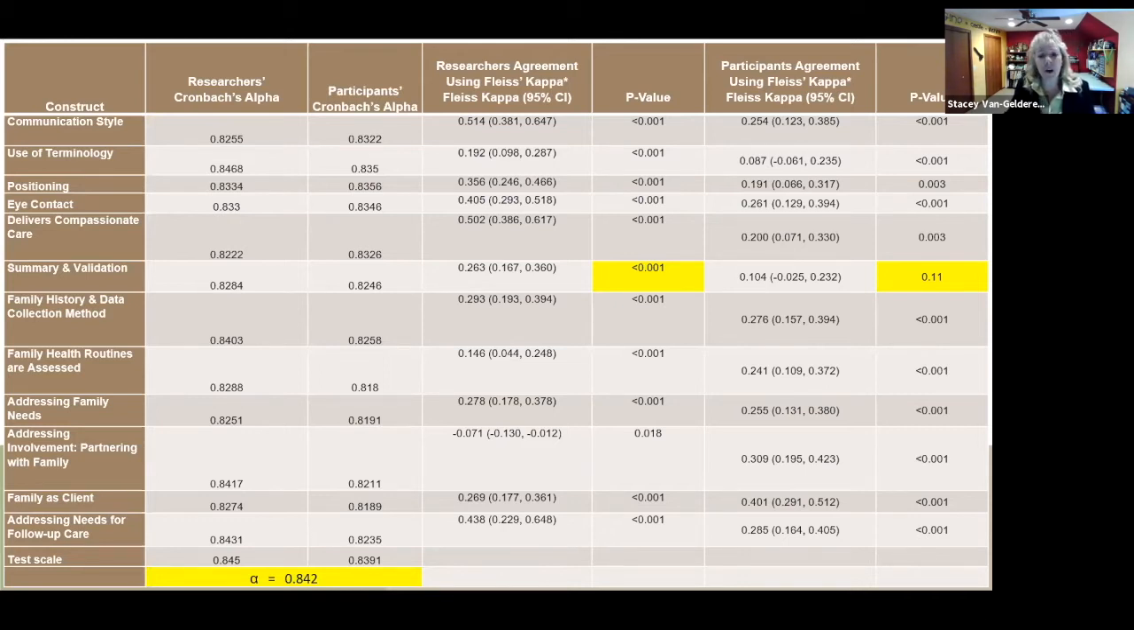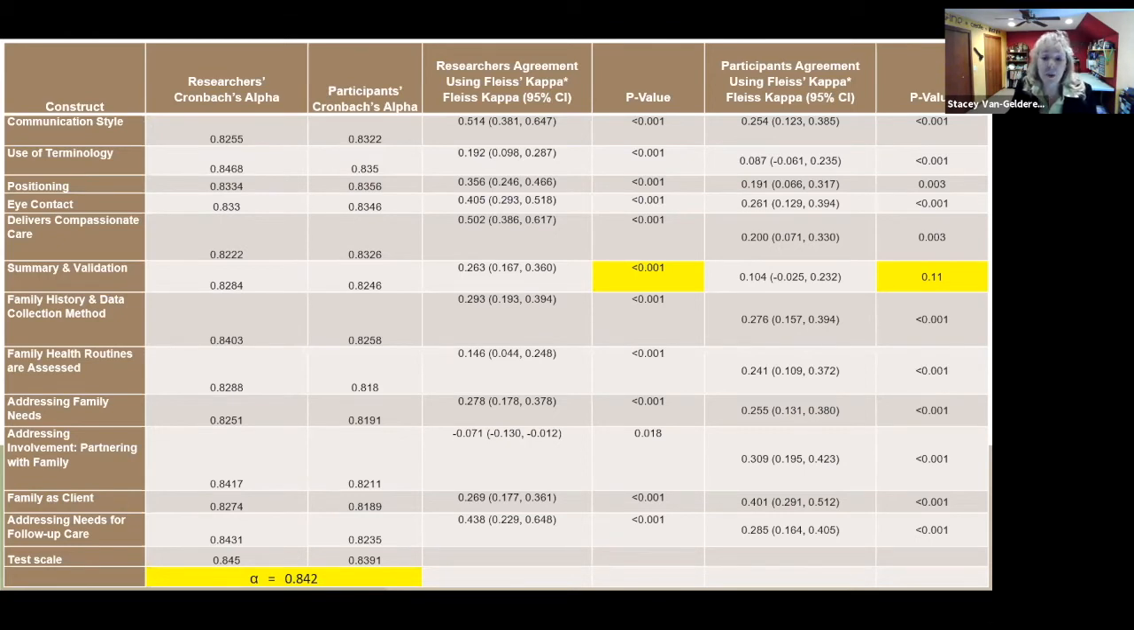So for internal consistency, we used the Cronbach's alpha, as you know. We found that there was internal consistency with the 12-item family constructs that was determined reliable with the overall Cronbach's alpha of 0.842. You see that highlighted there at the bottom.